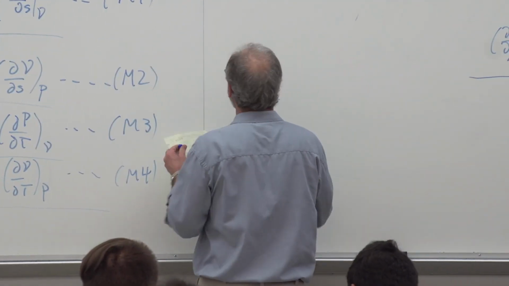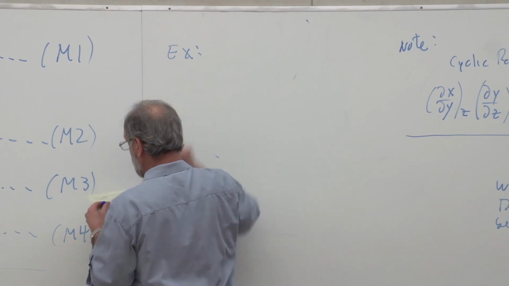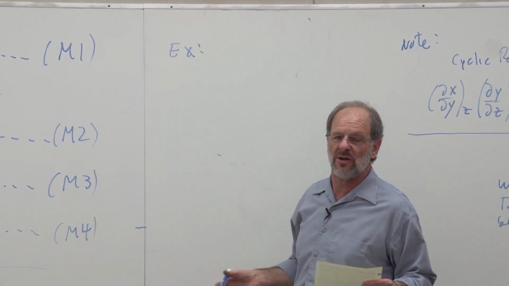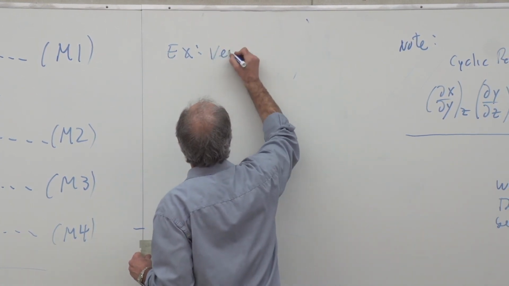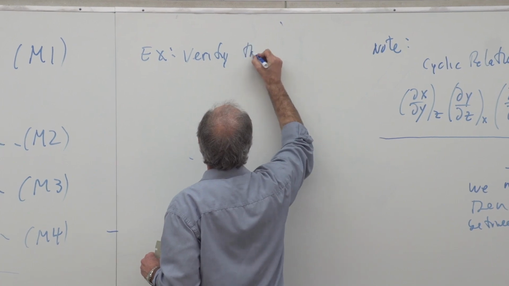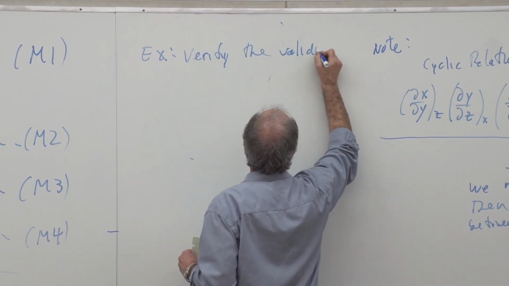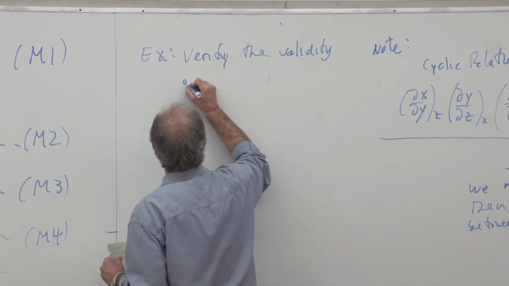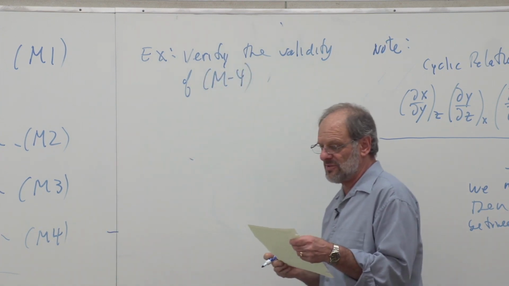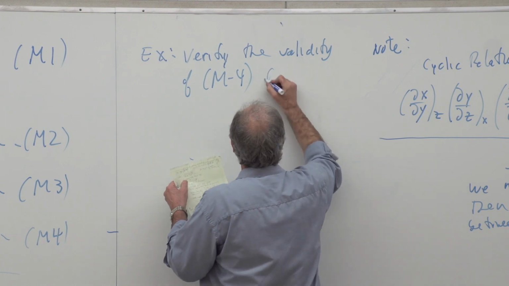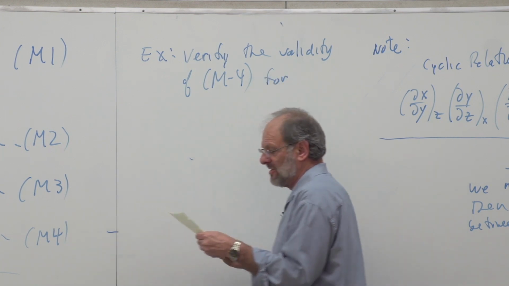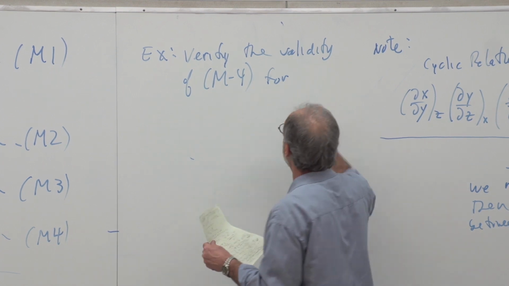And this is actually similar to one of your homework problems. So here's the example. What I basically want to do is just verify the validity of one of the Maxwell relations. So verify the validity of M4, the fourth Maxwell relationship. And let's do it for a particular substance. How about the refrigerant 134A?